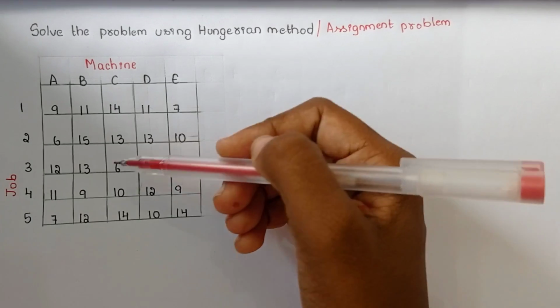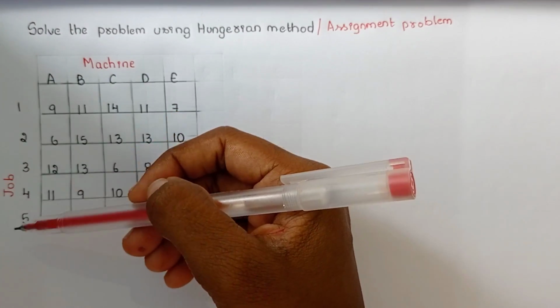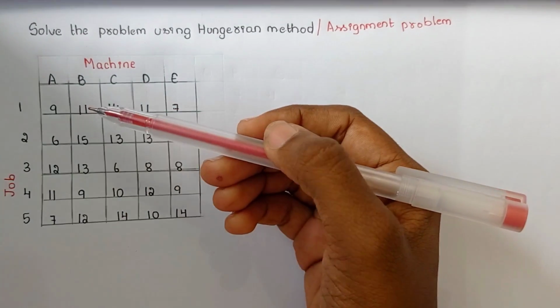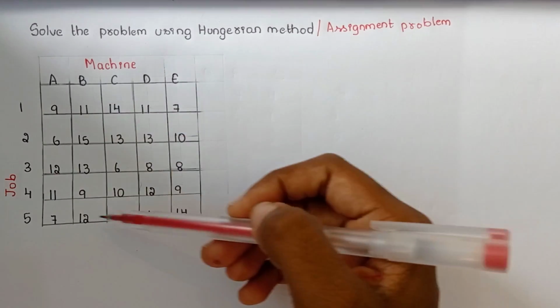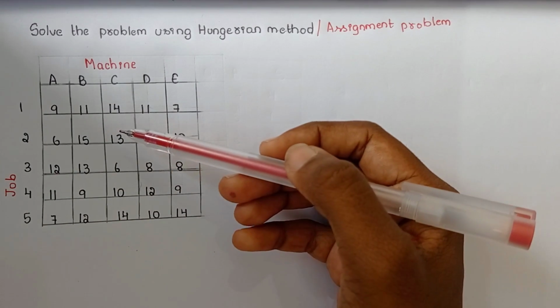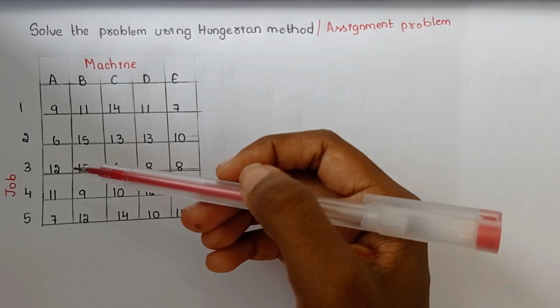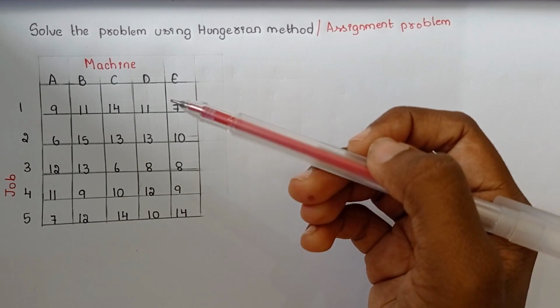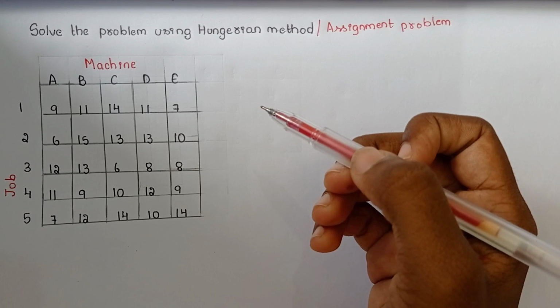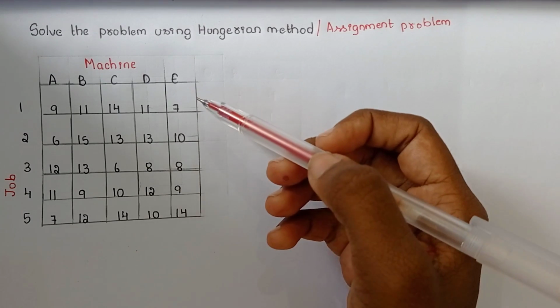So this is the question. 1 2 3 4 and 5 are the jobs, and A B C D and E are the machines, and the values inside the matrix are the time which is required to perform the job. So using this Hungarian method we will be identifying the minimum time to perform the jobs by the machines.